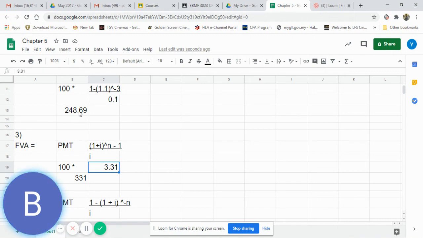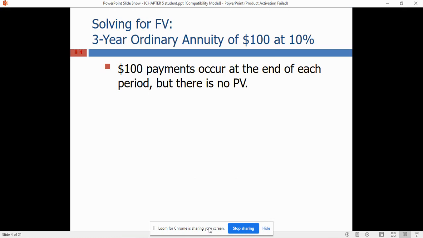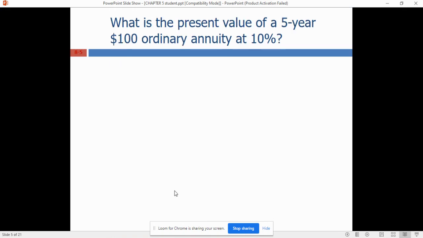Why is one lesser and one higher? Because of the time value of money. $1 today is worth more than $1 next year. All right, that's why the value today is higher compared to later years. All right, so let's move on to the next part.